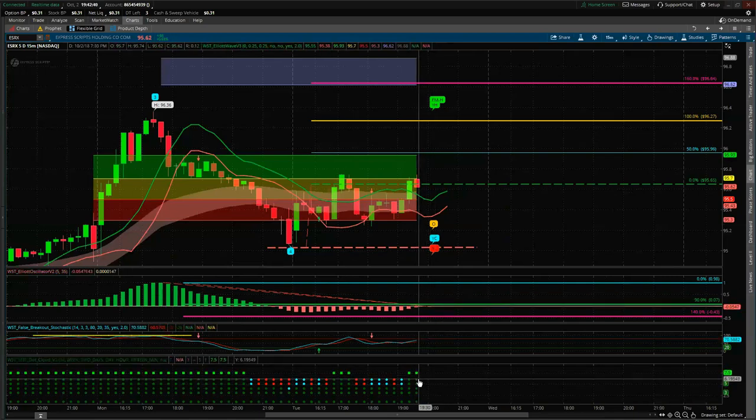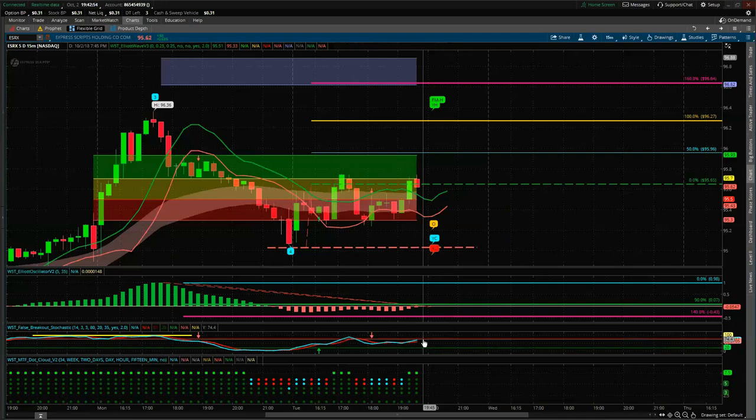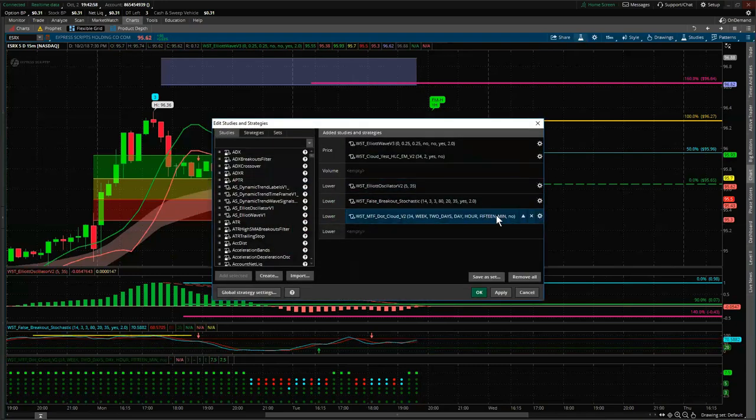So if it's green, for example, we're on the 15 minute here, the top row is green, it's above the cloud. The next row is green as well. And you see the top four rows, we get the green square. So we're basically agreeing all multiple time frames. Now, if I can go in and just show you how to set that up.